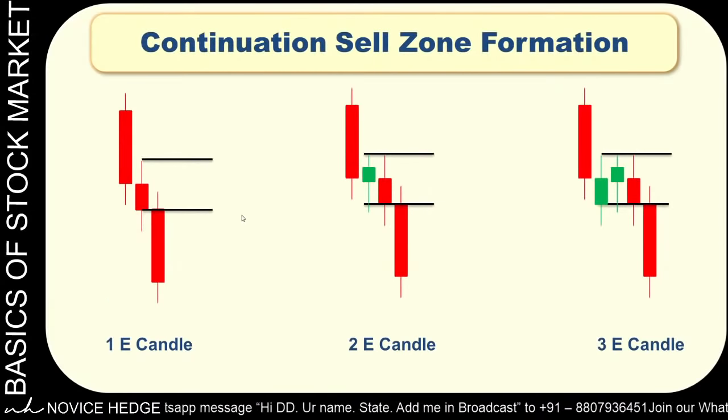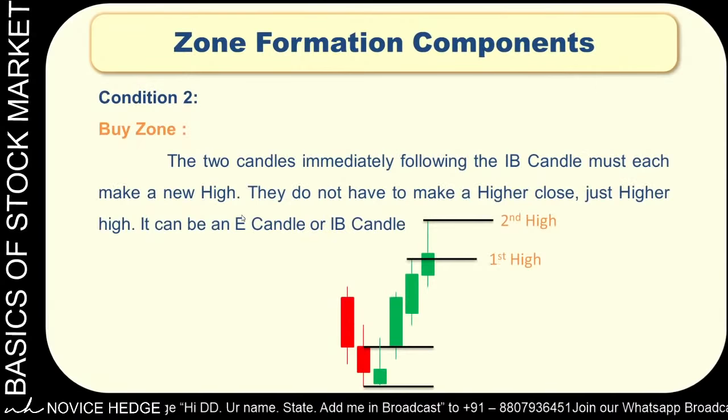Now let me go to condition number two. In condition number two, the IB candle which comes out of the zone, the immediate two candles after the IB candle should form two consecutive highs. It can be an E candle or an IB candle. It is not mandatory to be an E candle or an IB candle. The two consecutive candles can be an E candle or an IB candle.